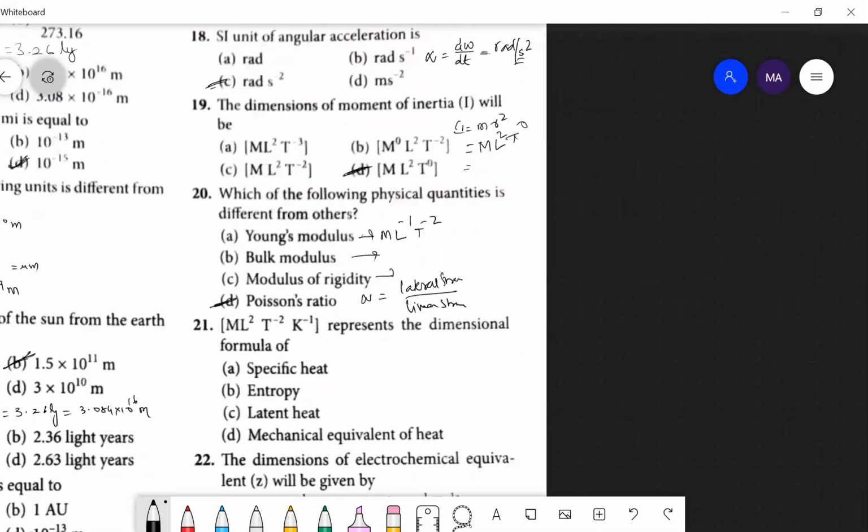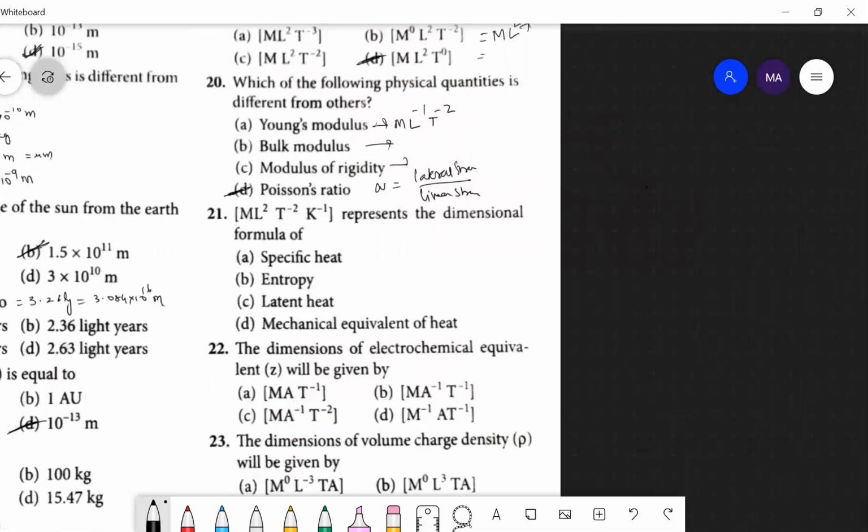Next one, 21. M L square T power minus 2 K power minus 1 represents the dimensions of what? M into L square T power minus 2 is no doubt energy, and K power minus 1 is nothing but temperature. So it is thermal energy by temperature.